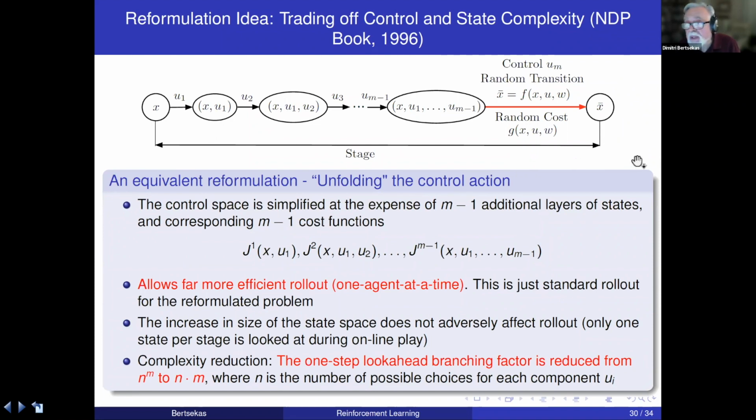Now the properties of approximation in value space in this one control at a time context are not so clear as they are in the case of rollout. I have a paper that you can consult on value iteration involving multi-agent problems and approximation in value space. So we can discuss that at some time.